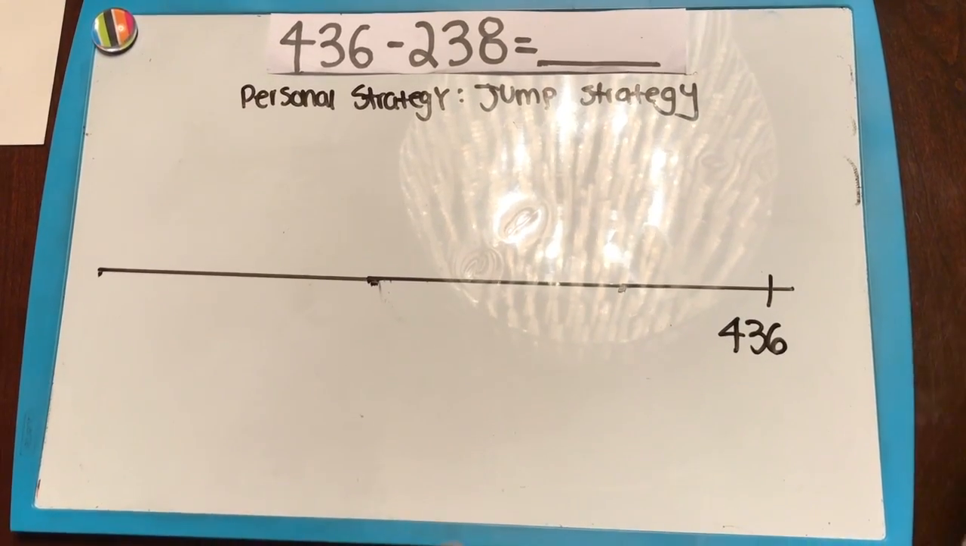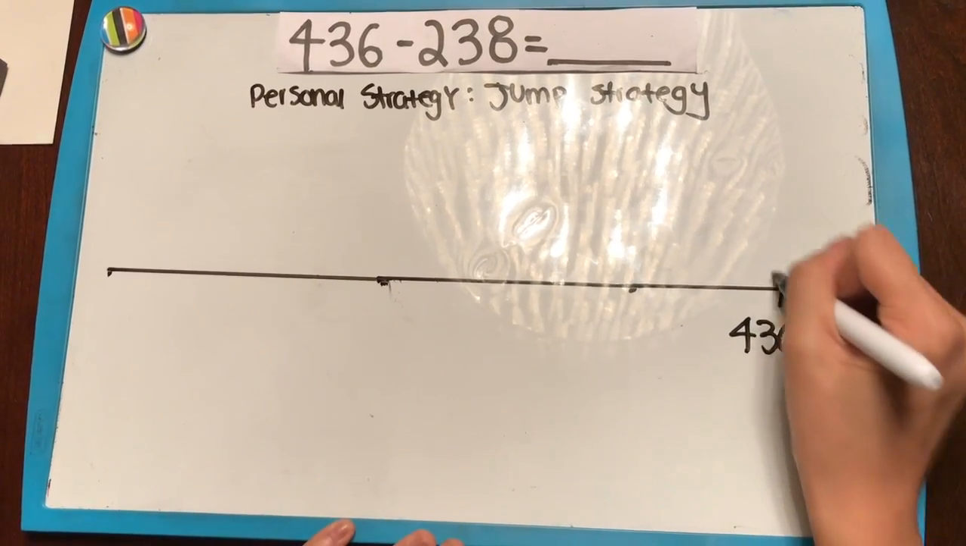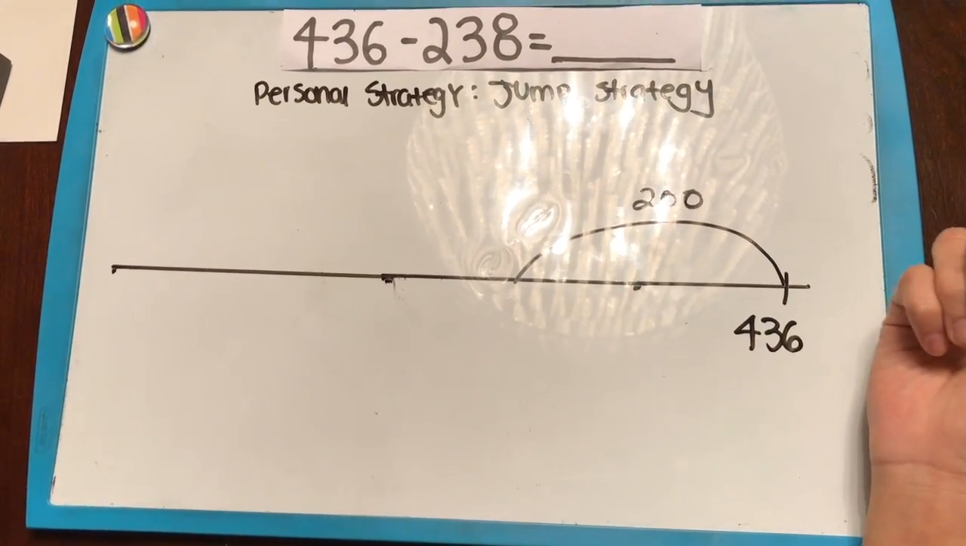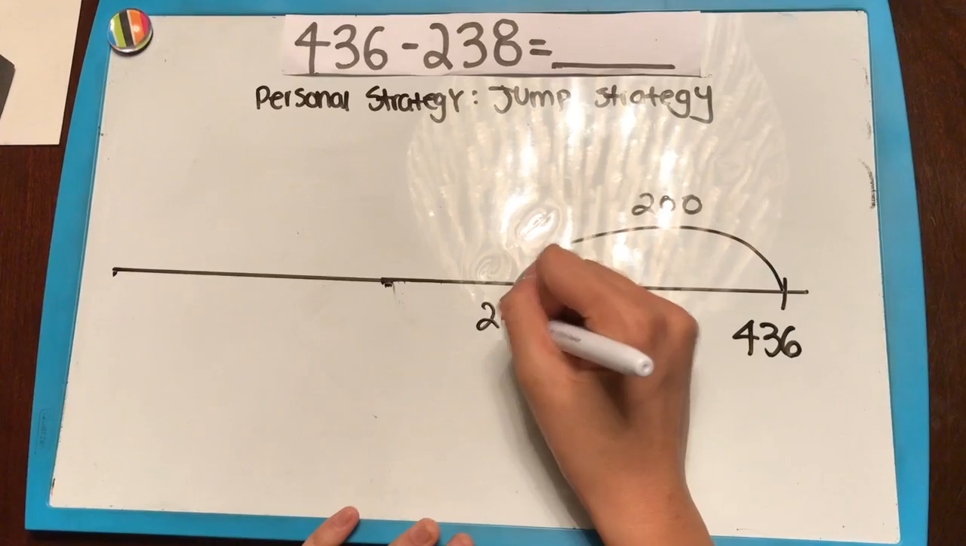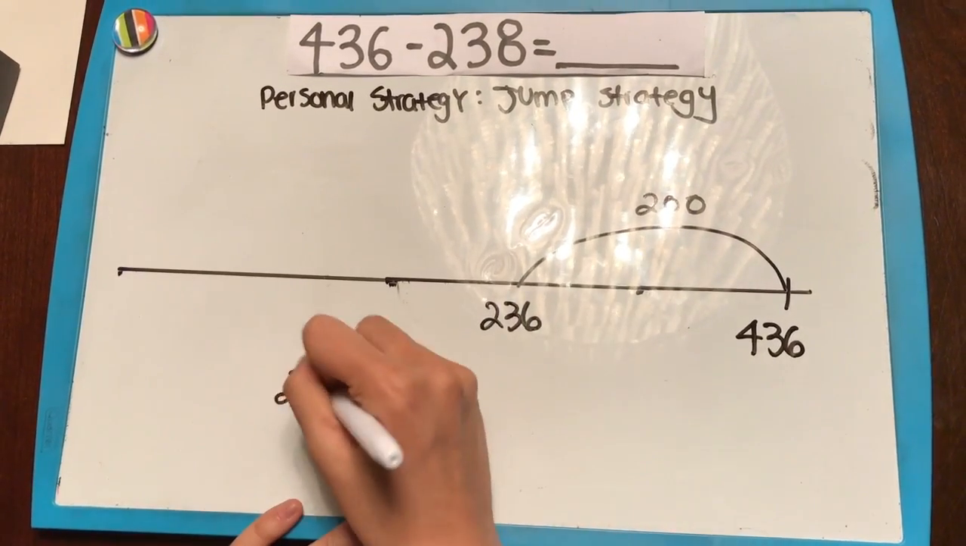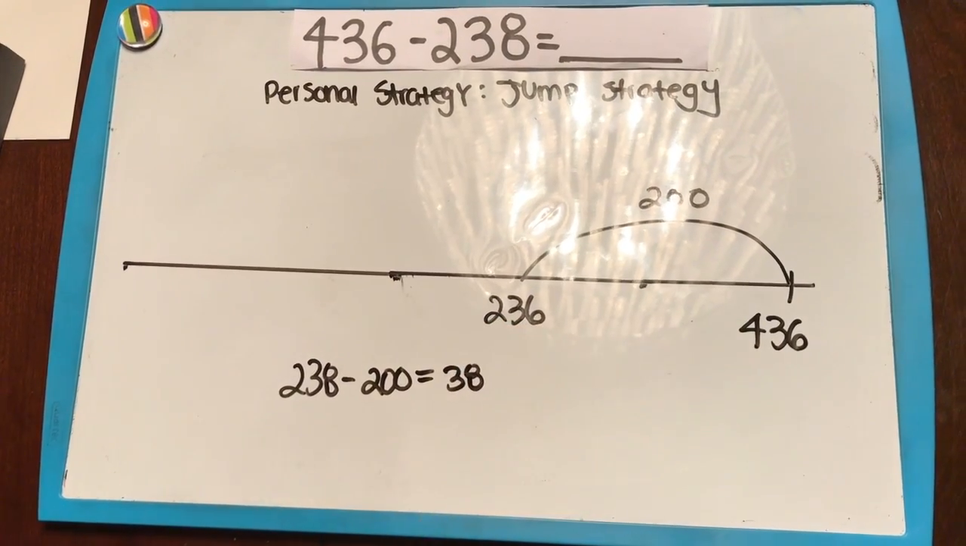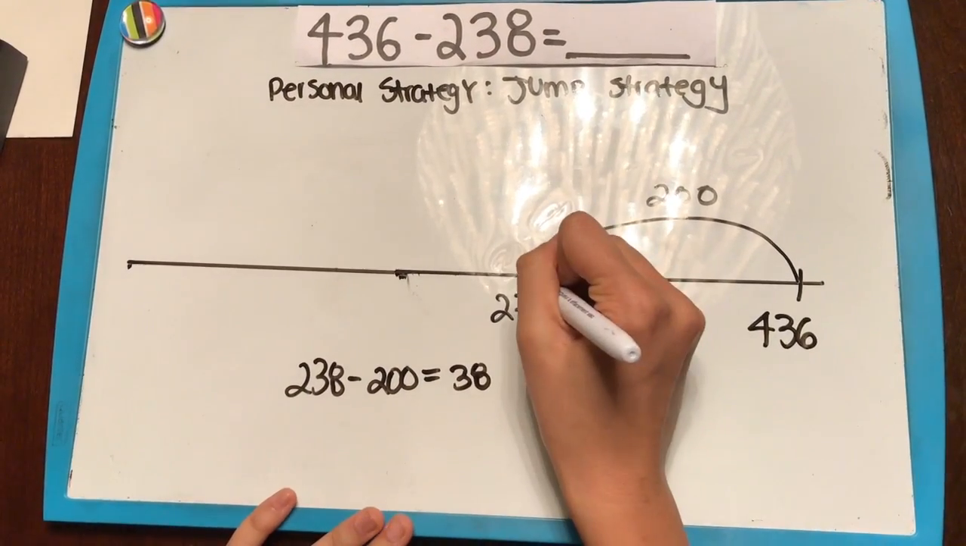I'm going to begin by taking away 200 by jumping back 200. Now I get an answer of 236. 238 subtract 200 equals 38. This means I have 38 left. I will now jump back 30.